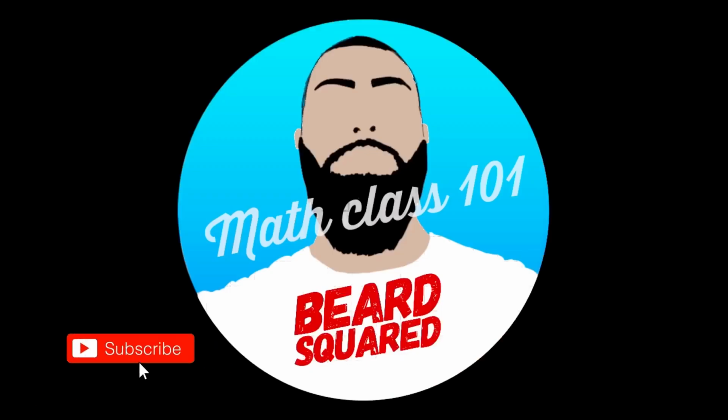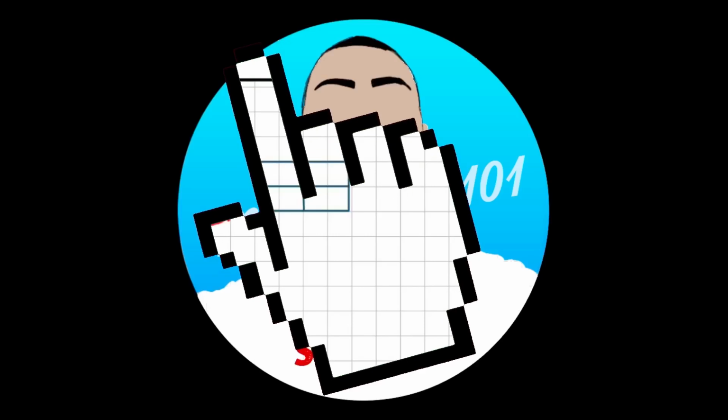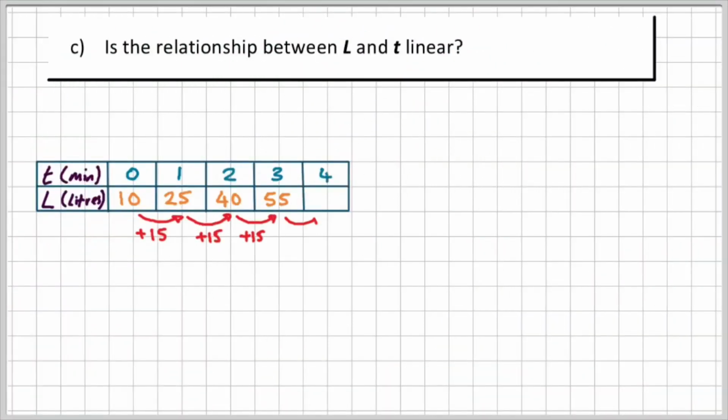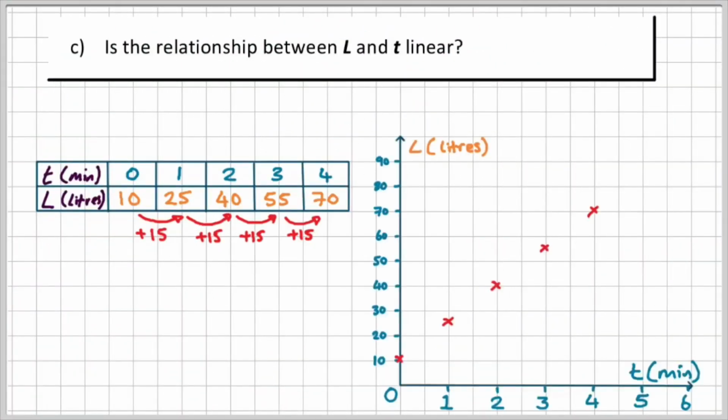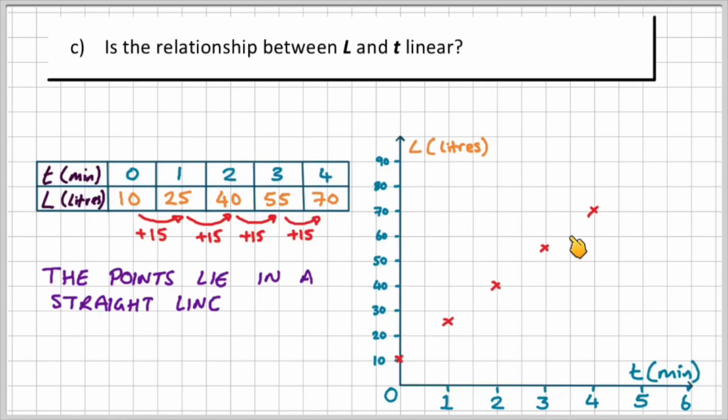So part C, is the relationship between L and T linear? Well, if we look at the table of values and we look at the graph, what we notice is since all of these points lie in a straight line, the relationship between T and L must be linear. Yeah, it represents a straight line. That's what we call a linear relationship, when the points are all in a straight line.